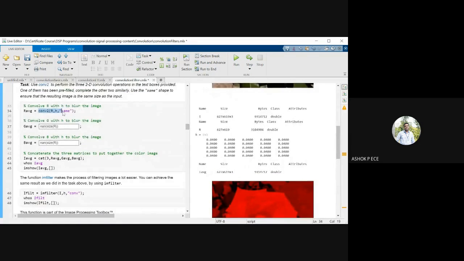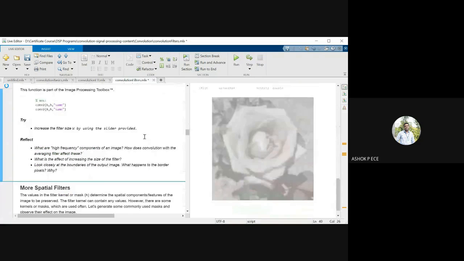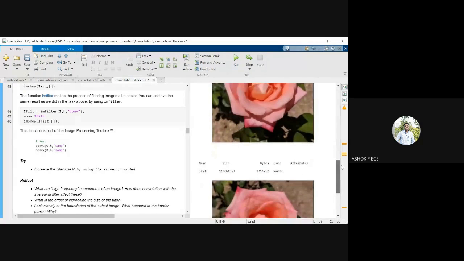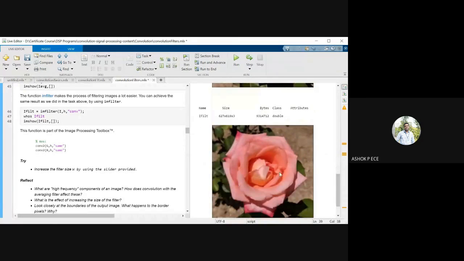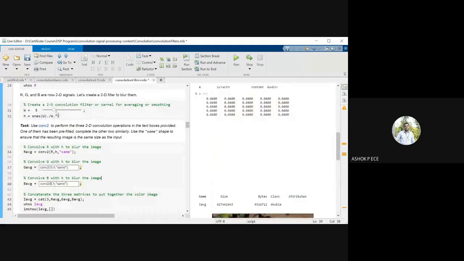So the same way you do it for R, G, and B, and we use the corresponding R. For R, G, and B, I have to write the same code. Okay, you have to write the same code for R, G, and B, and I have to run. So I am just filtering the rose image, and I'm showing you the output. This is the original image, and this is the image after filtering. What filter have I used? Convolution filter, and the convolution filter size I have used is 5.